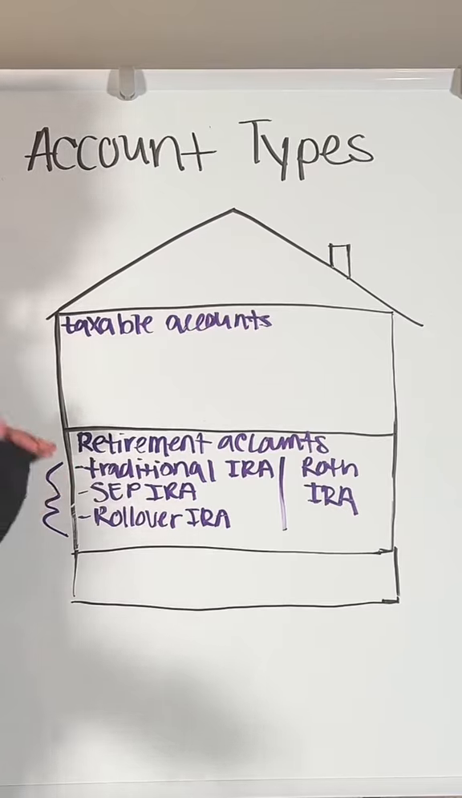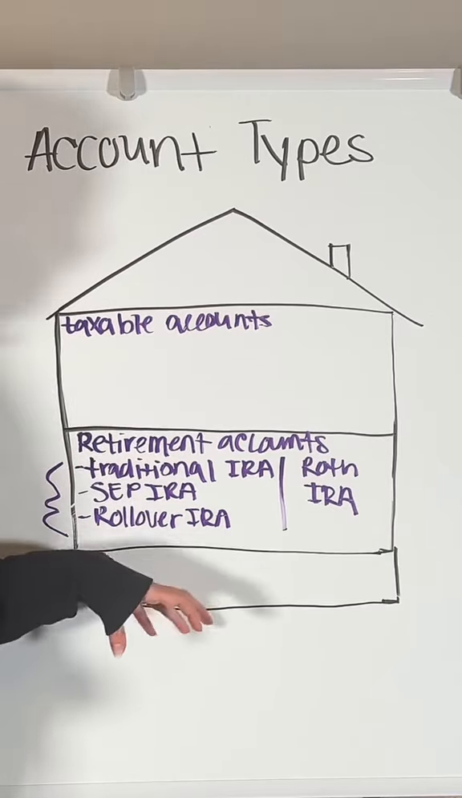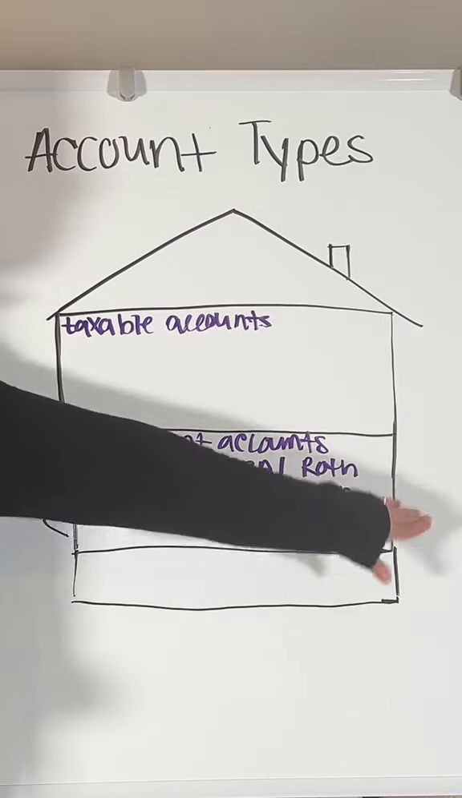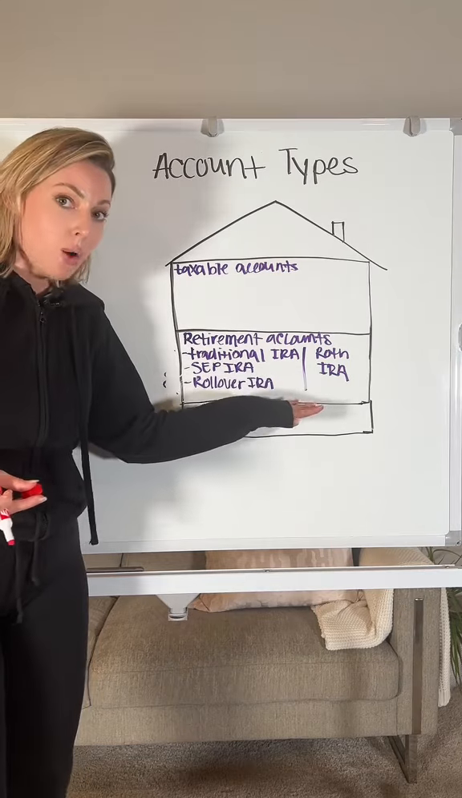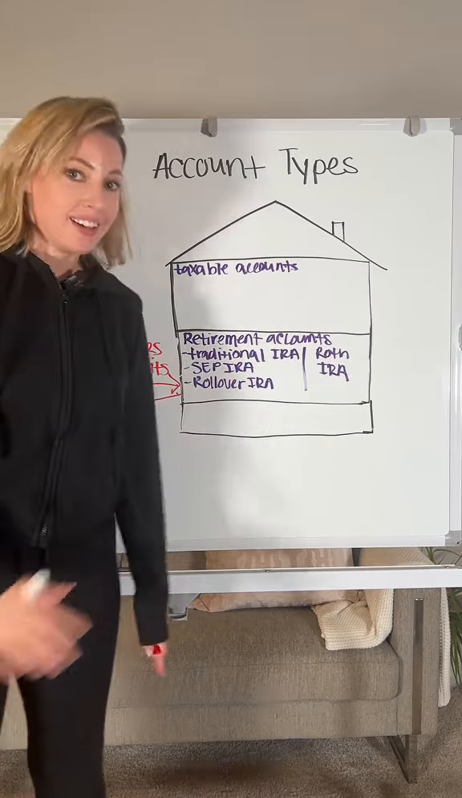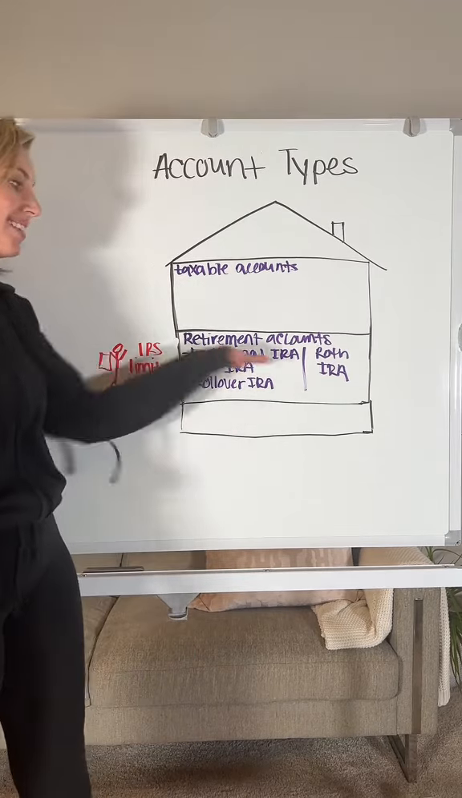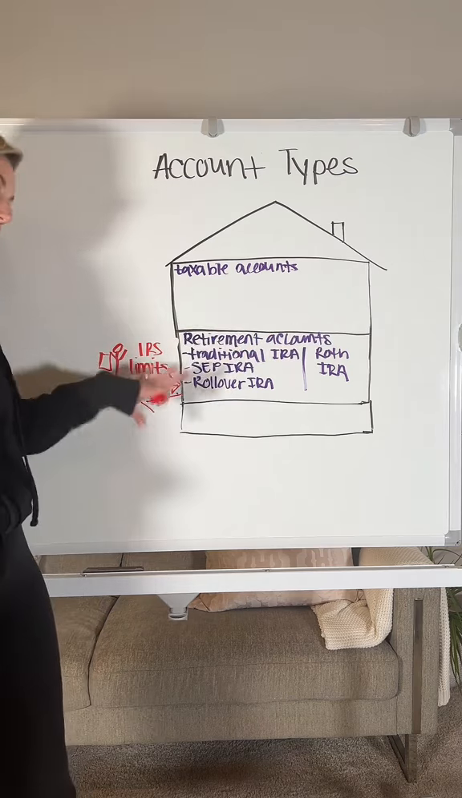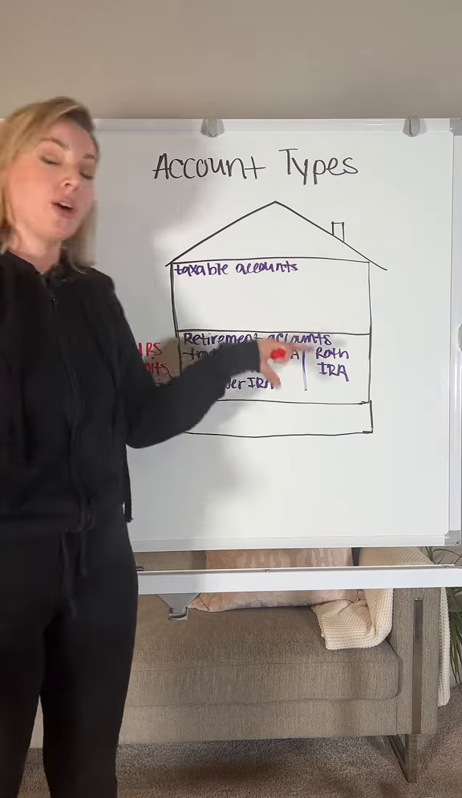The traditional, SEP, and rollover IRA are all pre-tax dollars, where the Roth IRA is after-tax dollars. This level of the home, the IRS sets limits as to who can enter and exit. They're like a bouncer checking IDs at the door. You cannot go in that room or you cannot go out that room. That's what's monitored by the IRS. There are limits of what can go in.